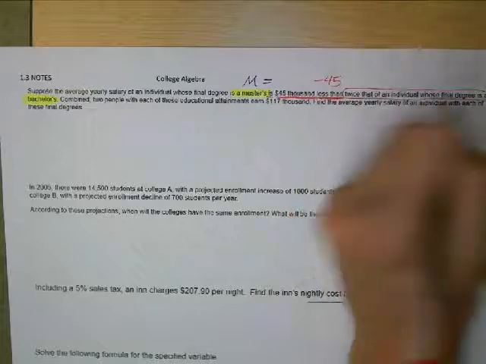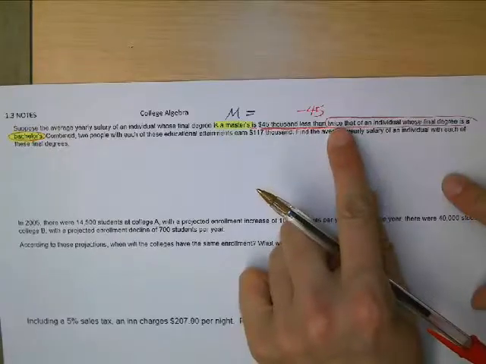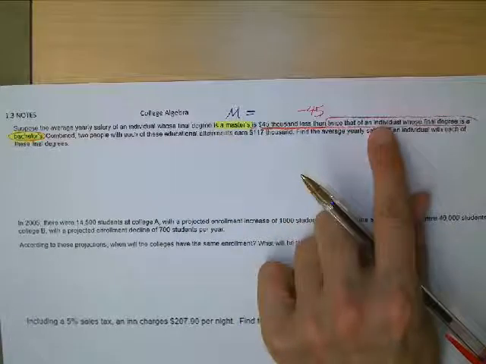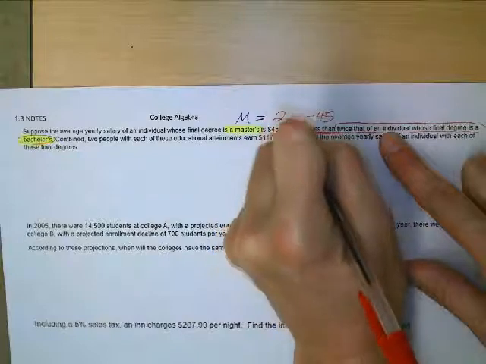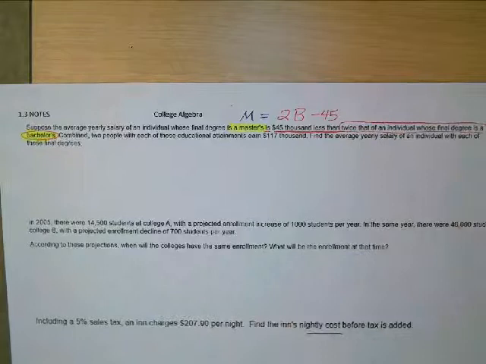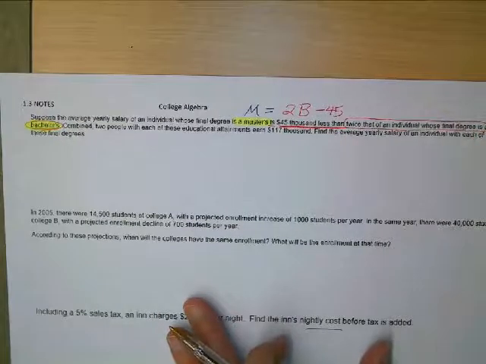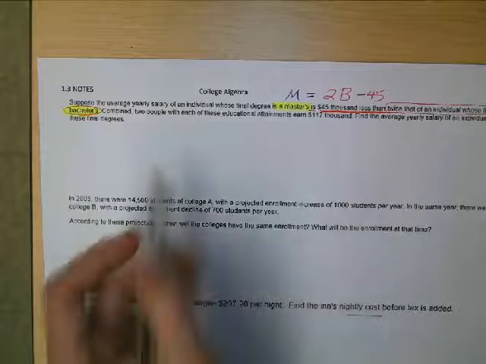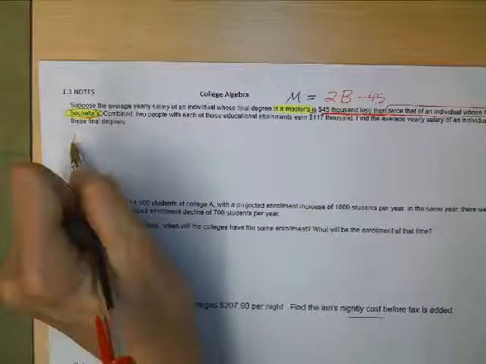It says individual whose final degree is bachelor's. Twice that of the bachelor degree person. So, yeah, like 2 times B or something like that. Because it's saying 45 less than twice the bachelor degree person's salary. So you've got to just take your time and read through it. And then, if you keep reading, did they tell you how much a bachelor's degree person makes on average?